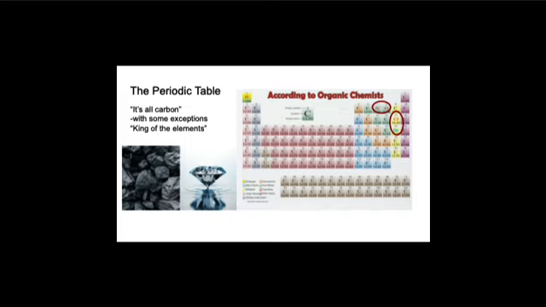On the right, you see a periodic table of all carbon. This is a common joke among organic chemists. We have a few other favorite elements like nitrogen, oxygen, maybe the halogens. Other than that, it's all carbon.